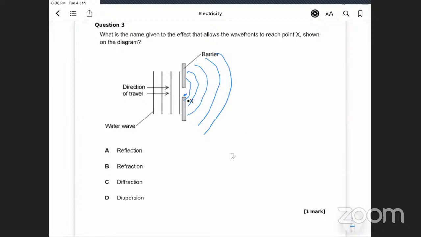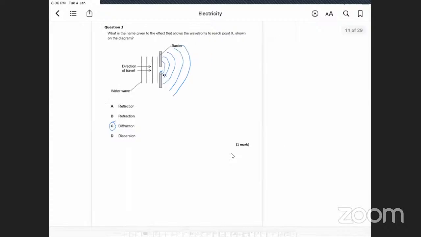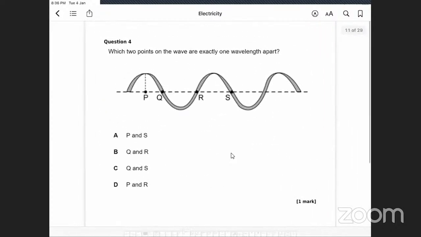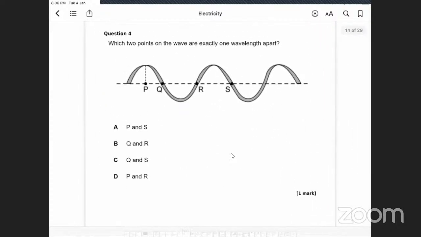Right, so the interaction or the interference of your waves with the environment is referred to as diffraction. So your answer there is C, that's correct. So most of you got that correct. Move on to question 4. Which 2 points on the wave are exactly one wavelength apart?